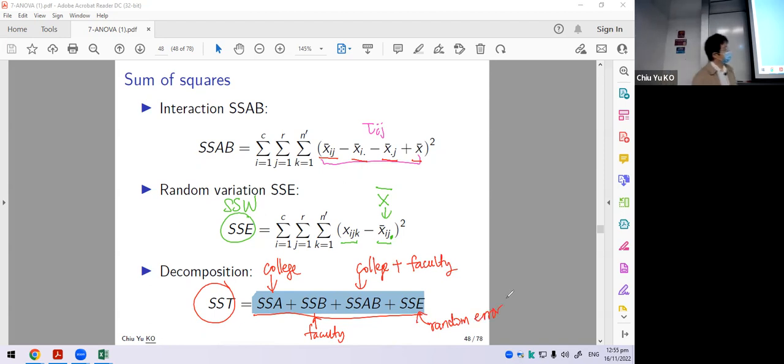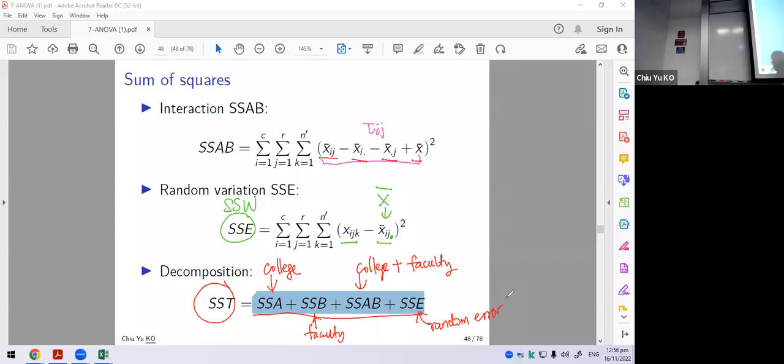If the main idea is that these 4 are actually measures of variance, if you divide by the appropriate degrees of freedom, in 3 different ways. And if there's no college difference, this one must be no different from this one, because you also have some error when you measure this one.